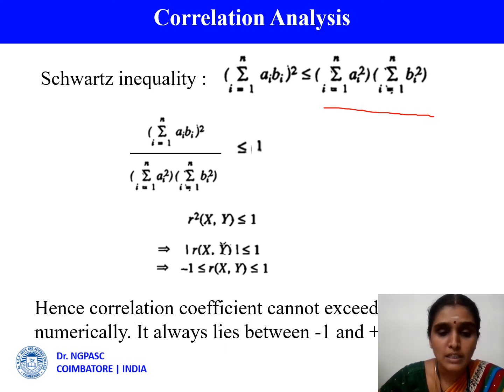So r square of x, y is less than or equal to 1. So the absolute value of r of x, y is less than or equal to 1. That means r of x, y lies in between -1 and +1. Hence the correlation coefficient cannot exceed unity numerically. It always lies between -1 and +1.